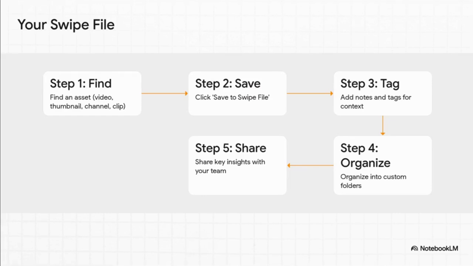So here's how it works. You find something you like, could be a video, a thumbnail, a whole channel, or even just a little clip from a video. You just click, save it to your swipe file, you can add your own notes, tag it for context, and then organize it all into your own folders. It's a ridiculously powerful way to build up an idea library and even share it with your team.